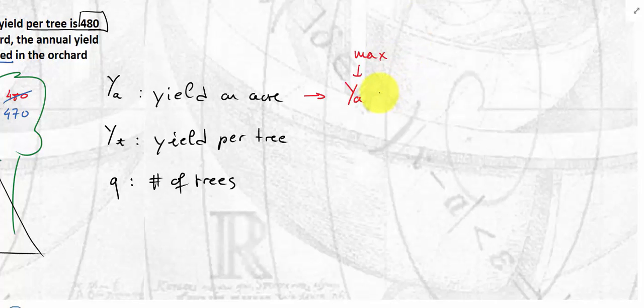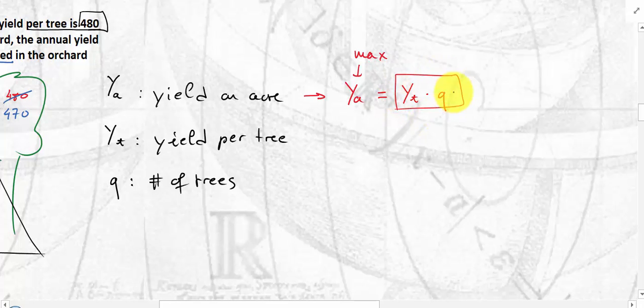So what is the yield on the acre? Well, that's pretty simple. You take the yield per tree, every tree produces how many apples, and you multiply by the number of trees on the acre. This is a function that you want to maximize. Therefore, we need to figure out what's the yield per tree.